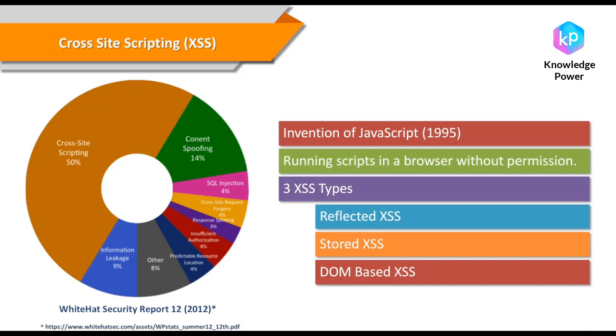An attacker can use XSS to send a malicious script to an unsuspecting user. The end user's browser has no way to know that the script should not be trusted and will execute the script. Because it thinks the script came from a trusted source, the malicious script can access any cookies, session tokens, or other sensitive information retained by the browser and used within that site. These scripts can even rewrite the content of the HTML page. Let's see the details on the different types of XSS flaws.